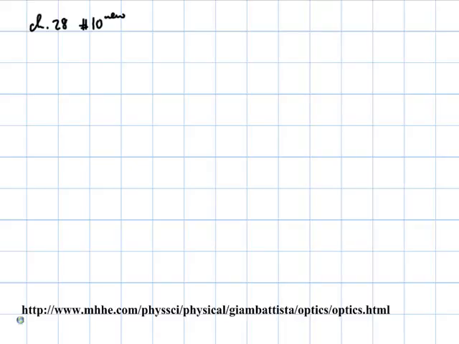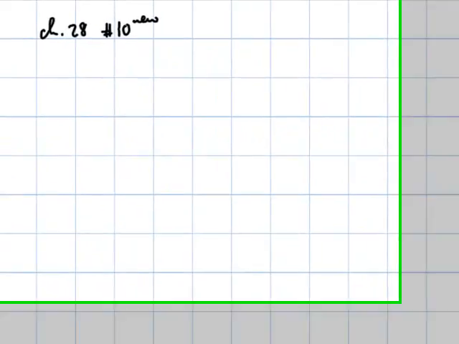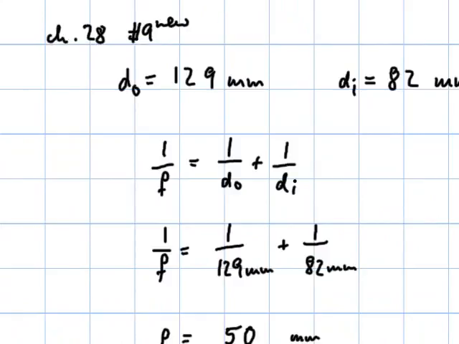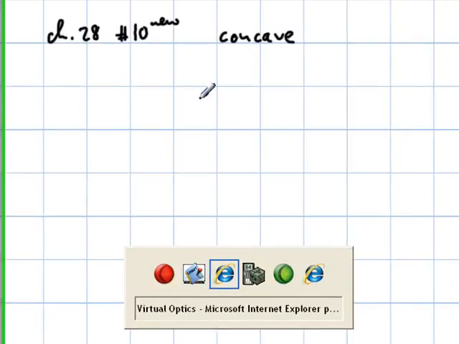Chapter 28, Problem 10. Again, that one doesn't exist. This one is about a concave lens. And writing this down reminds me that on the last problem I did mention there was a convex lens, and you did see it in the applet, but I forgot to write it down. Okay, so this one is about a concave lens.